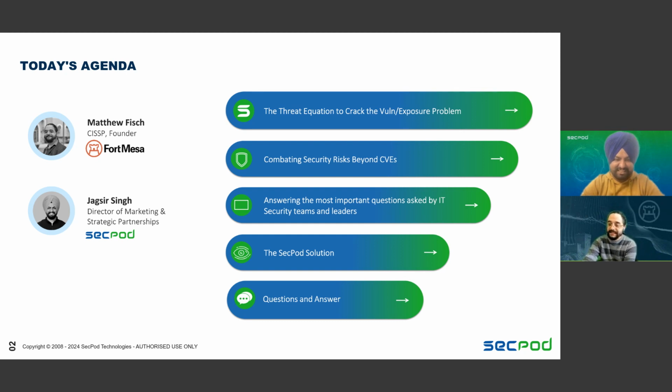Thanks, Matt. And again, for everybody, we are here to talk about a very interesting topic. We call it the threat equation, which is vulnerabilities multiplied by exposure, or you can put it the other way: exposed vulnerabilities leading to threats. But more important, we are here to hear Matthew's experience and talk about a few topics which are immensely valuable for enterprise IT security teams.